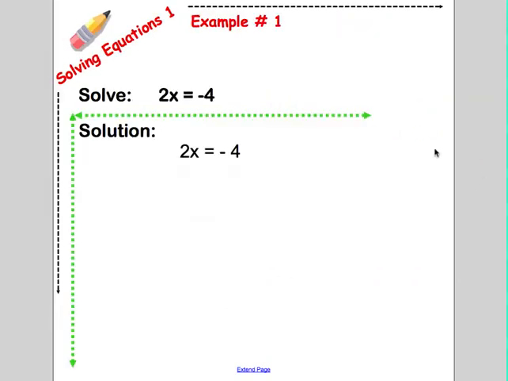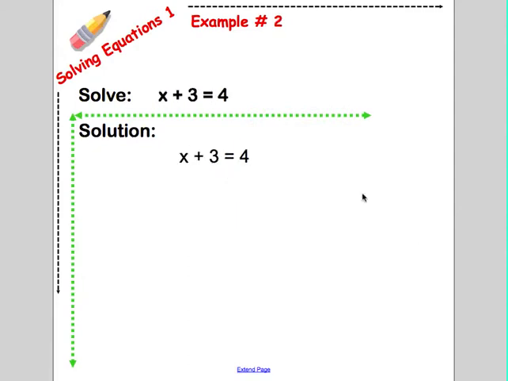Example 1. Solve 2x is equal to minus 4. Here, we're multiplying by 2. Our variable is x. We want to get it alone. What are we doing to x? We're multiplying it by 2. To get rid of the 2, I divide by 2. And if I do that to one side, I must do it to the other side as well. So 2x divided by 2 leaves me with x on the left side, and negative 4 divided by 2 leaves me with negative 2 on the right side. That's an example of solving equations using multiplication.